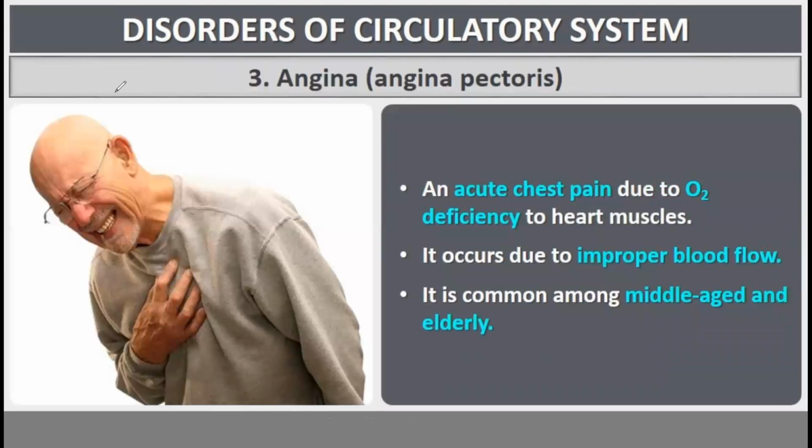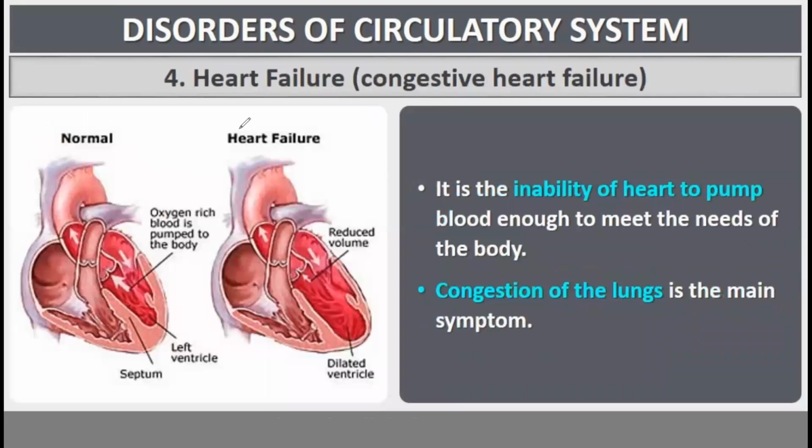The third type is angina, which is angina pectoris. It is an acute chest pain due to deficiency of oxygen to the heart muscles, and it occurs due to improper blood flow. It is common among middle-aged and elderly people. Make sure angina is due to oxygen deficiency.